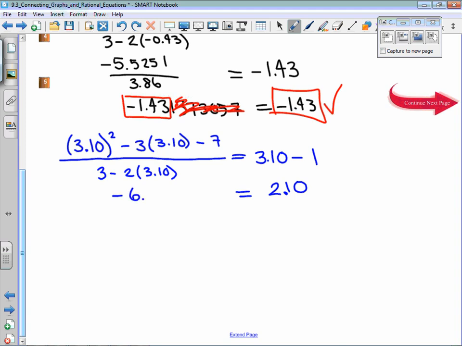The numerator becomes negative 6.69, and the denominator becomes, I did some multiplication there. Sorry, just typing this in as I go. I got negative 3.2 in my denominator. And when I take negative 6.69 divided by negative 3.2, what I get is 2.090625, and that's equal to 2.10.